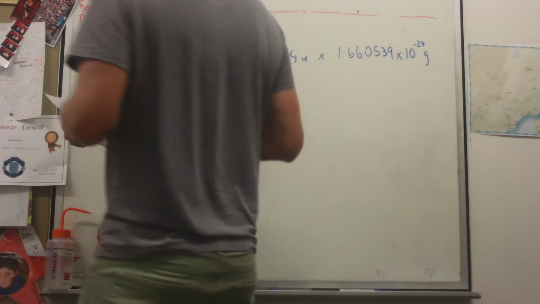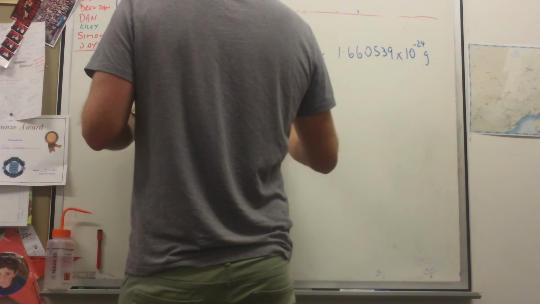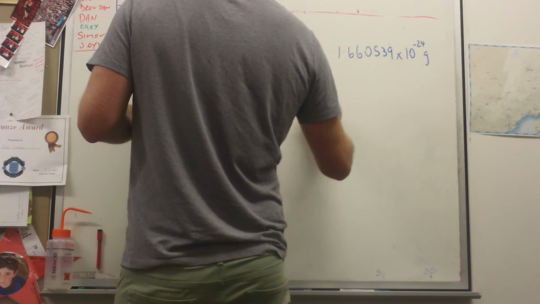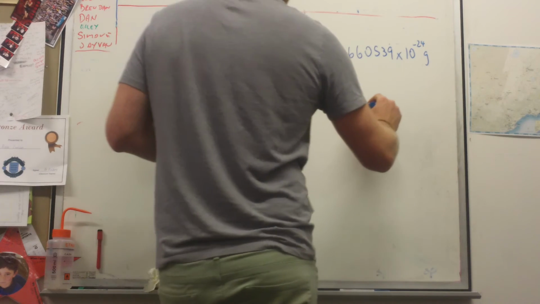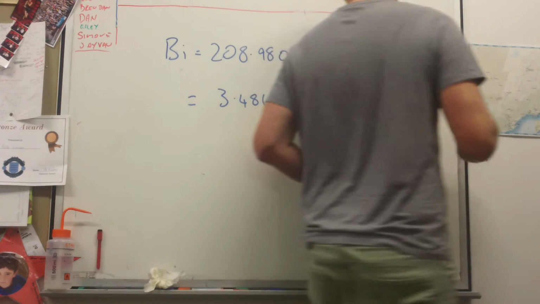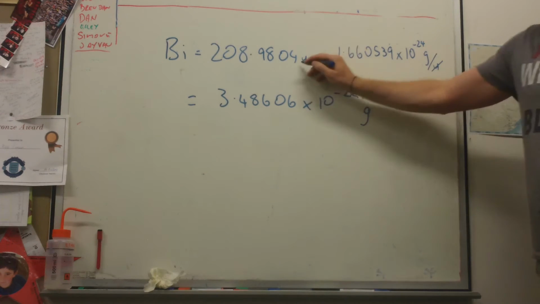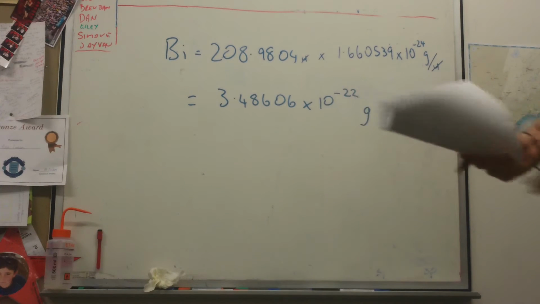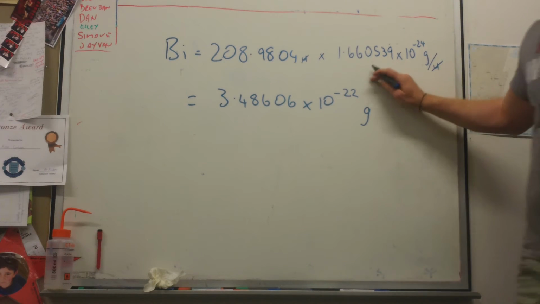If we calculate that, we get 3.48606 times 10 to the negative 22 grams. Remember, that's grams per atomic mass unit, so they actually cancel out. So you should be able to trial that for xenon and helium. It's the same approach, we just have a different value here. In each case, we'll be multiplying by this value.